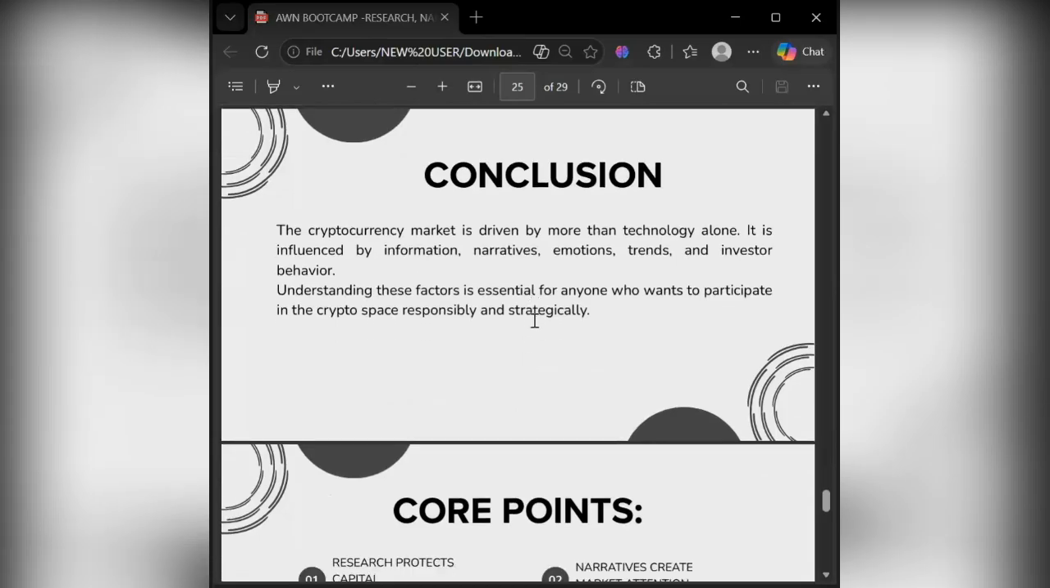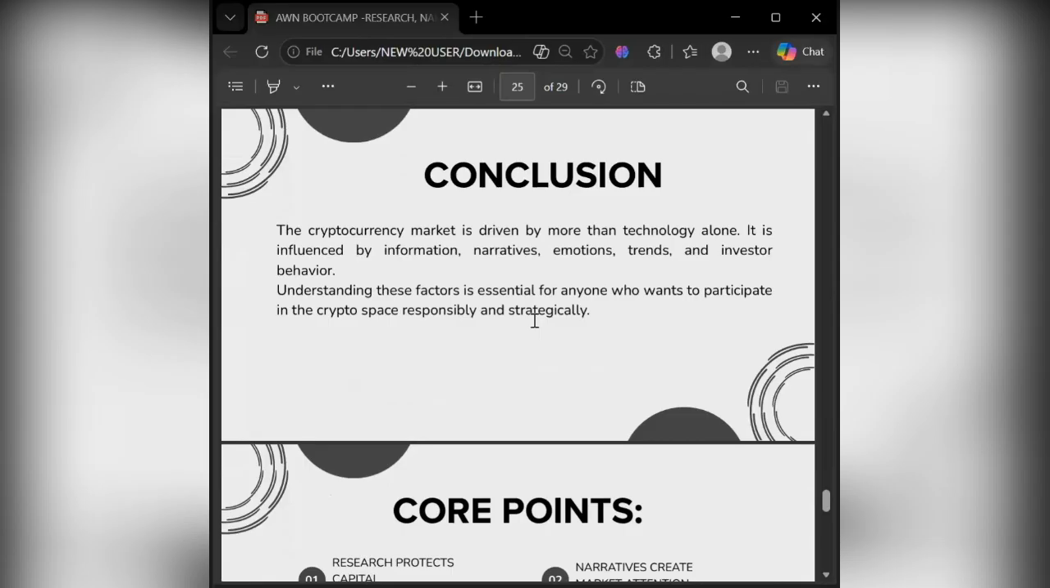Okay, so in conclusion, the cryptocurrency market is not driven by modern technology alone. It's influenced by information, from what we've seen today, narratives, emotions, trends, and investor behavior. Buying and selling, supply and demand, and all these factors affect price movements in the market.